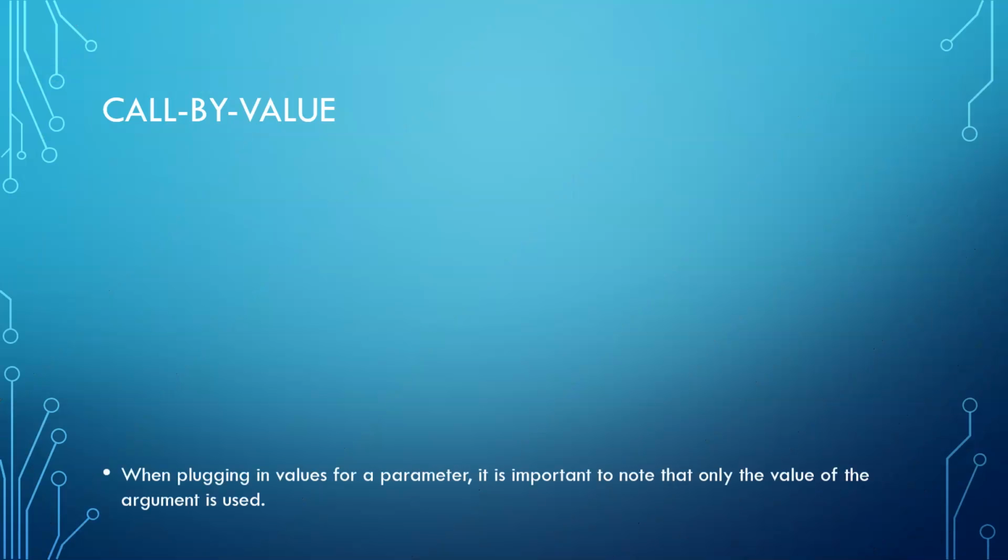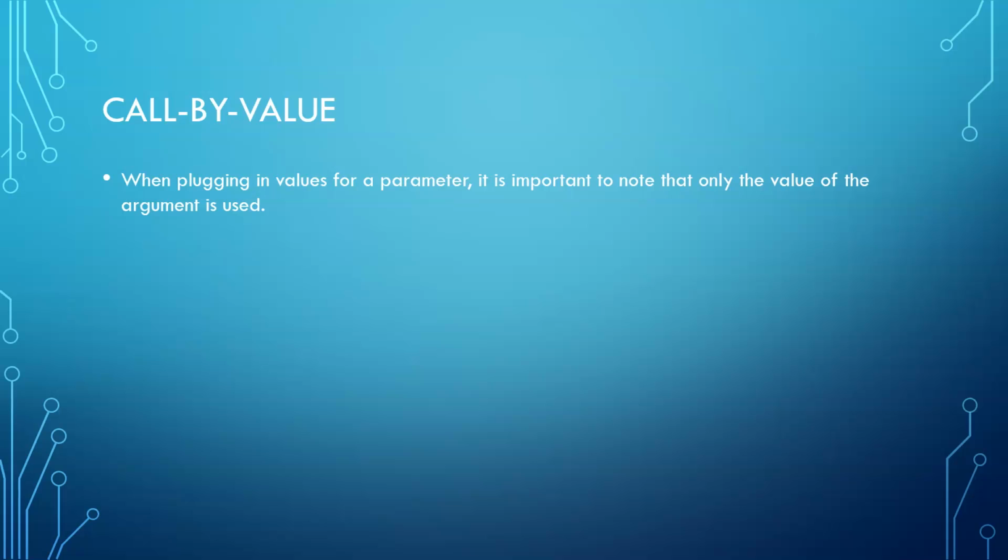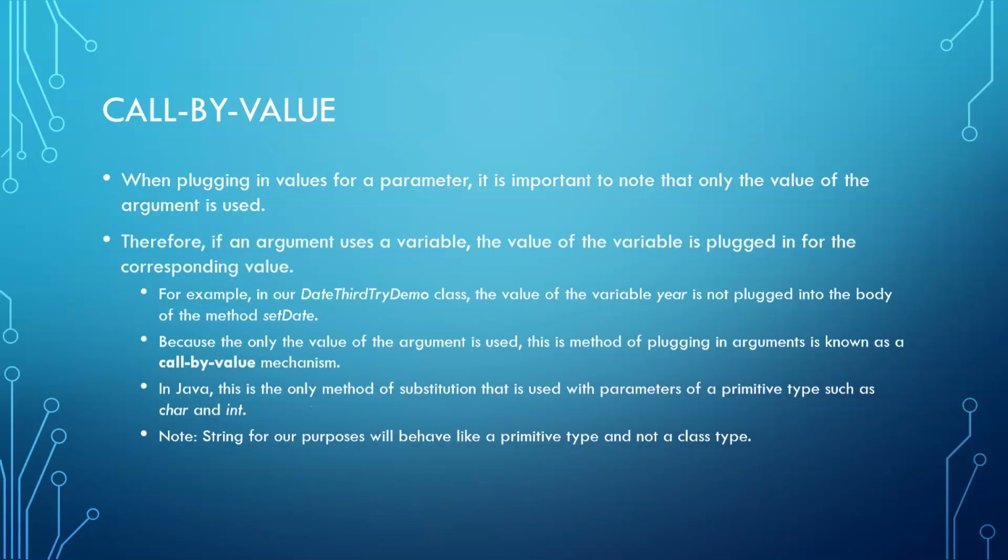All right, call by value. When plugging in parameters or values for a parameter, it is important to note that only the value of the argument is used. Therefore, if an argument uses a variable, the value of the variable is plugged in for the corresponding parameter. For example, in our DateThirdTryDemo class, the variable year itself is not plugged into the body of the method setDate.